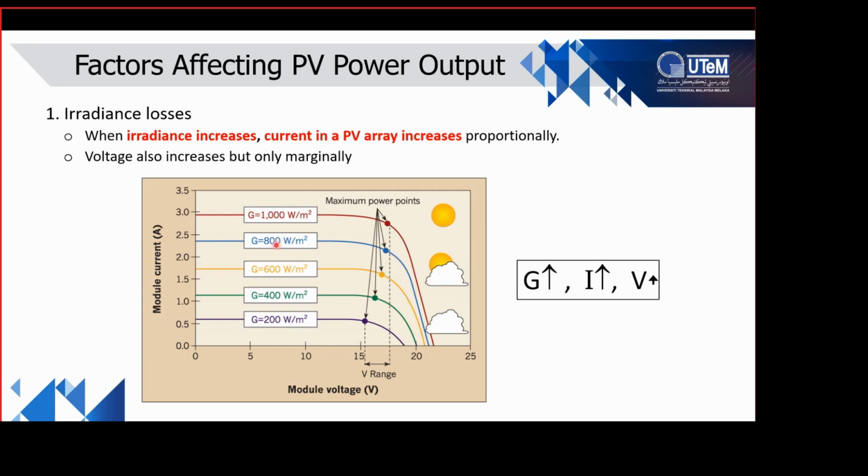So irradiance directly affects the current, but only marginally affects the voltage. Voltage also increases, but as you can see from the graph, the increase from 200 watt to 1000 watt is relatively small. But for the current, irradiance doubles, current also doubles. Irradiance increases 5-fold, current also increases 5-fold. So irradiance directly affects current. And because power is V times I, that's why this one is important.